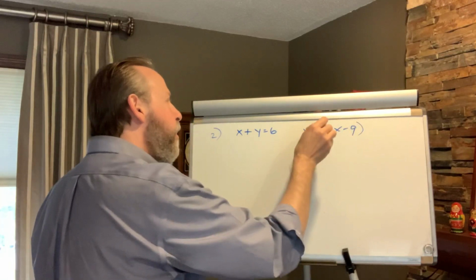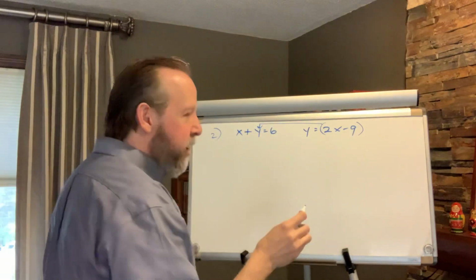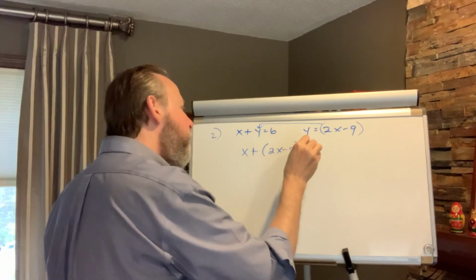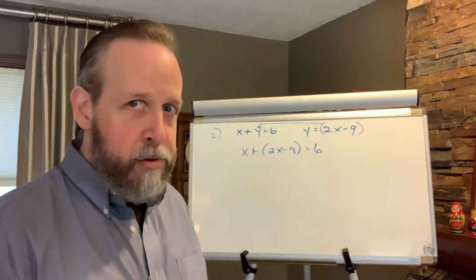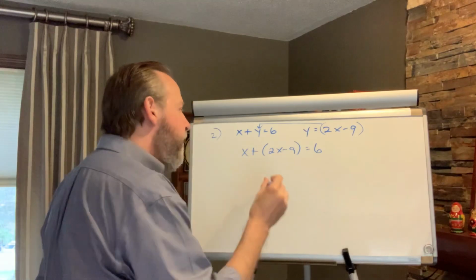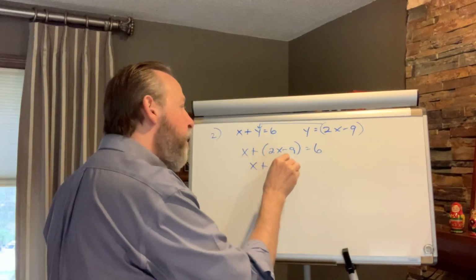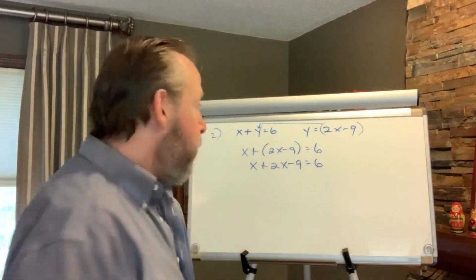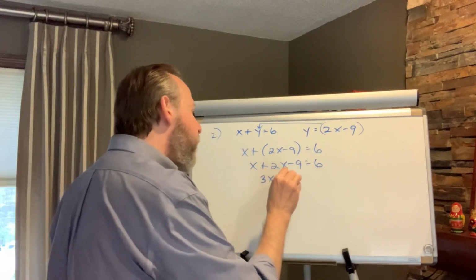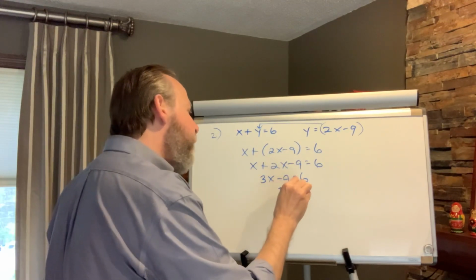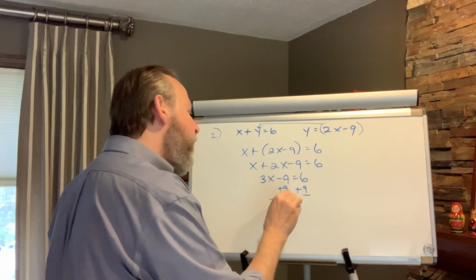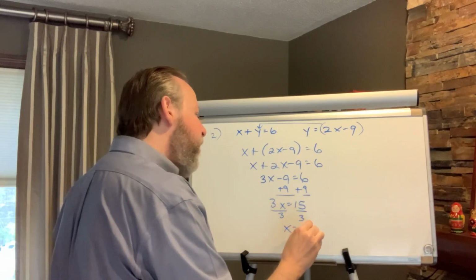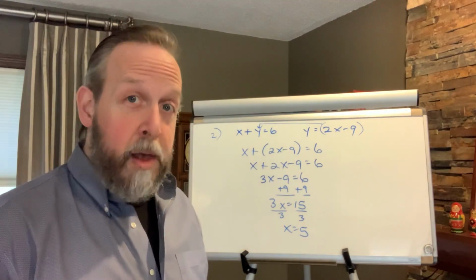So I'm going to take that and I'm going to plug it in right there in place of y. x plus 2x minus 9 equals 6. It's substitution. The fact that it says plus over here means I can just drop the parentheses. It doesn't make any difference. And now I'm going to combine like terms. So I have 3x minus 9 equals 6. I'm going to add 9 to both sides. 3x equals 15. I'm going to divide by 3. x equals 5. Cool. I'm not done.